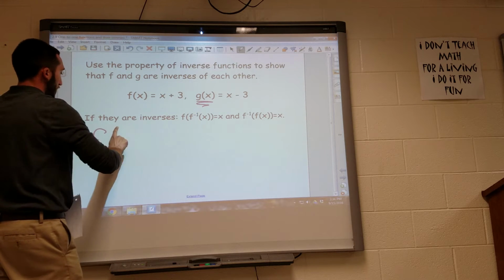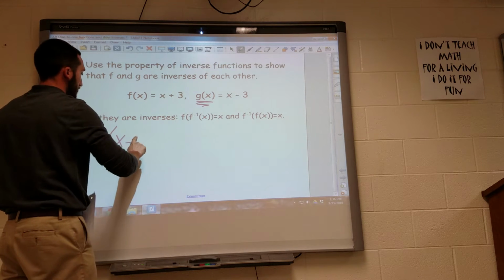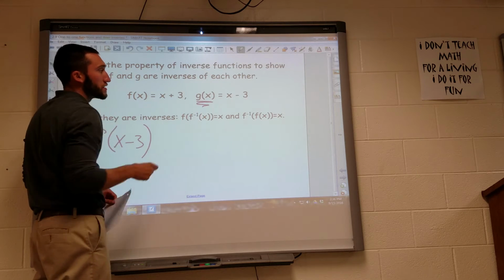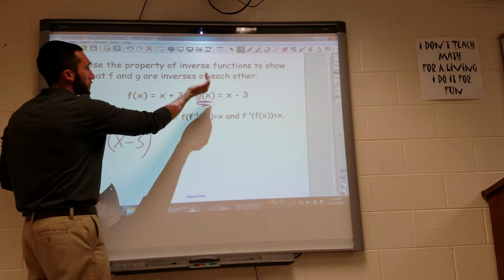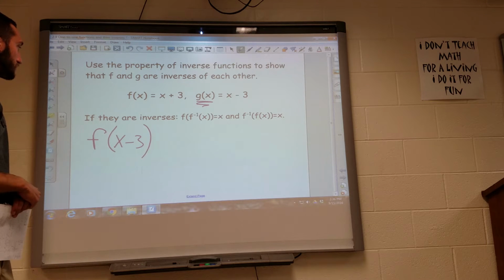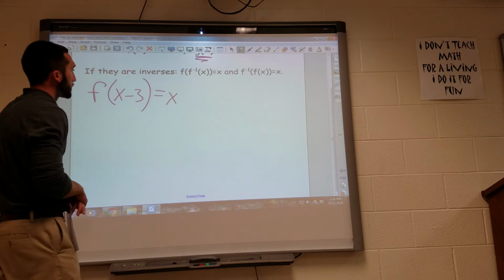So that means I'm doing f of, and then instead of x, I'm going to do x minus 3, right? Because I'm doing f of f inverse. They're saying g of x is the inverse, so I'm just plugging that in and seeing if we can come up with a result of x. So if this is true, this must equal x, so let's check it out.